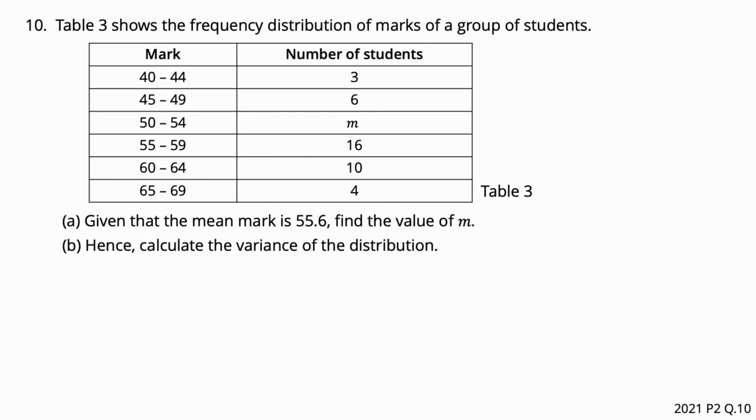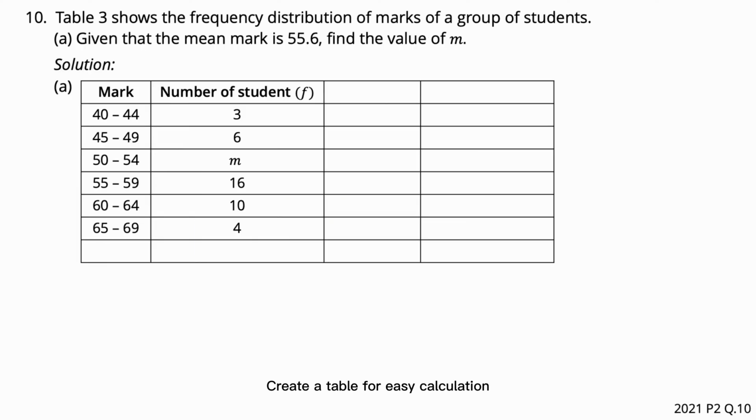Question number 10. Please pause the video and read the question. Table 3 shows the frequency distribution of marks of a group of students with a given mean mark of 55.6. Find the value of M. Create a table for easy calculation. First, determine the midpoint of each class interval. Put the midpoint as the X value.